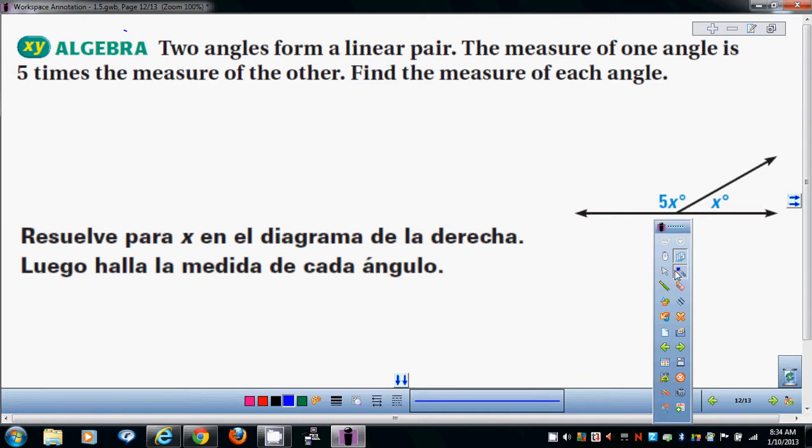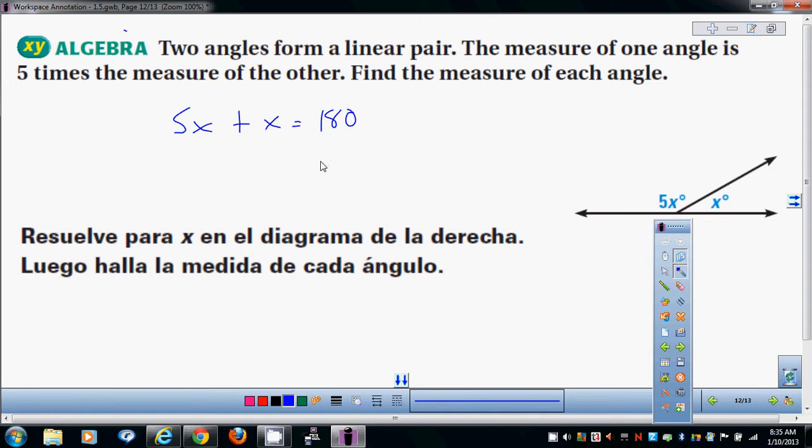And linear pair do what with each other? Anybody can answer this particular question. Close. They do, but as far as helping me mathematically, which means they add up to what? You said 90 earlier, which was incorrect, but they add up to 180. So, if they add to 180, what do I do with them? If they add to 180, what am I going to do with them? Add them to 180. So 5x plus x equals 180.